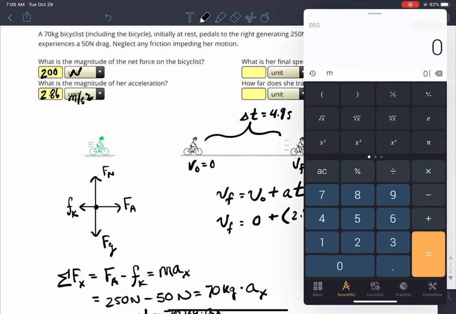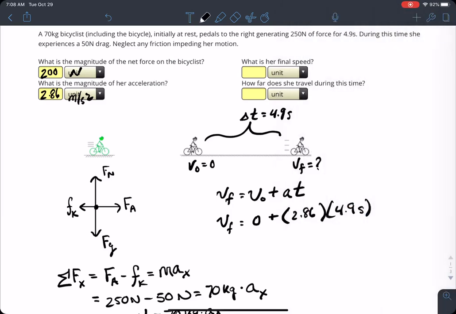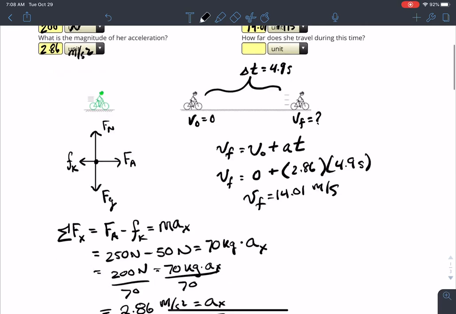Take 2.86 times 4.9. We get 14.01. So her final velocity, therefore, is equal to 14.01 meters per second. And now we're asked, how far does she travel?